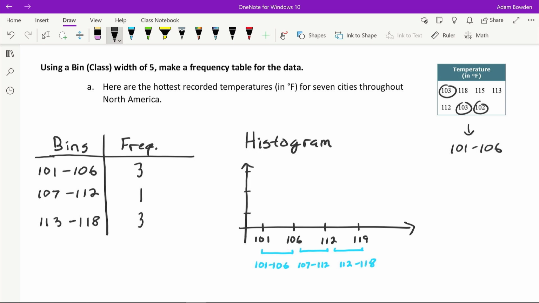And so to represent this, the frequencies, the first bar had a frequency of 3, or that bin has a frequency of 3, so we'll draw our bar going up to 3. And then the second bar only has a frequency corresponding to 1, so we'll just make that beside the first one, going up to 1, and then the last one will go all the way up to 3.